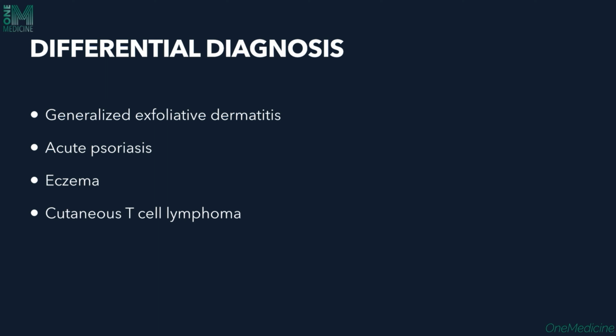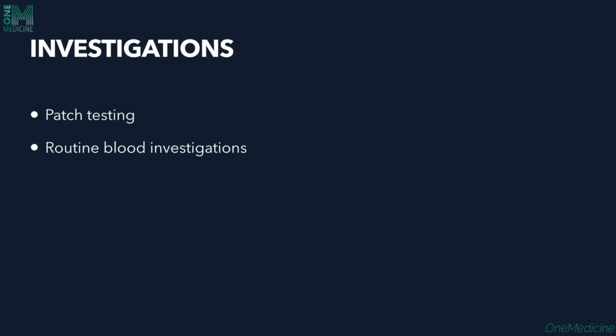Differential diagnosis: if there's generalized exfoliative dermatitis by any other cause, then acute psoriasis, eczema, and cutaneous T-cell lymphomas. These present with widespread erythema and scaling. Other diseases which can cause similar lesions are differential diagnoses for this drug reaction. Investigations: patch testing for the particular drug can be done, and routine blood investigations like CBC, LFT, RFT, and urine routine can be done, right? CRP can also be done, an inflammatory marker which tends to elevate in drug reactions.